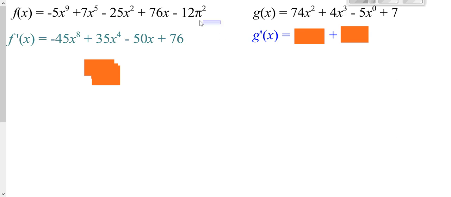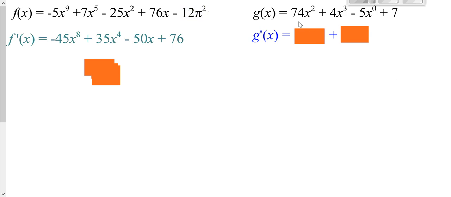And you might be wondering, why didn't we do anything here? Hey, do we have any variables here? No, we have a number. Pi is a number, pi squared is a number, times it by negative 12 is a number, so this is a constant. Remember, the derivative of any constant goes to 0.